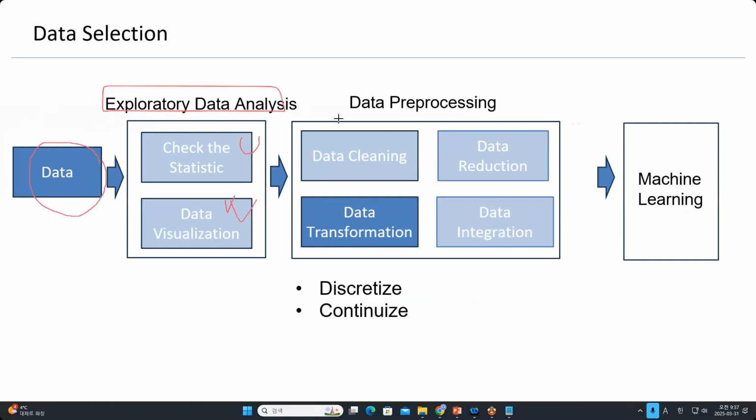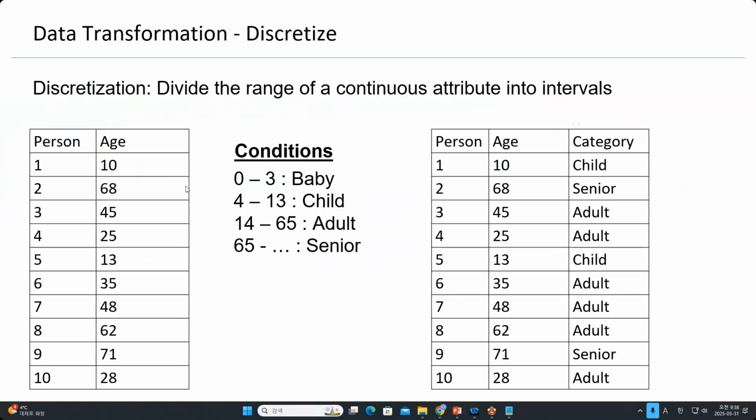We can check some information from the chart. So in data preprocessing, there are many steps, but I will not explain all the things. Today we are going to focus on data transformation, which is discretization and continuization. Those things are important before we do machine learning. What do we mean by discretization?